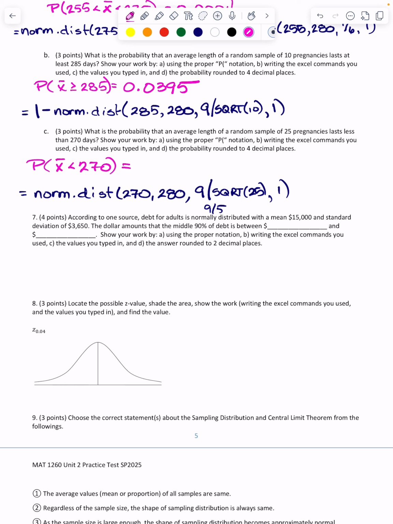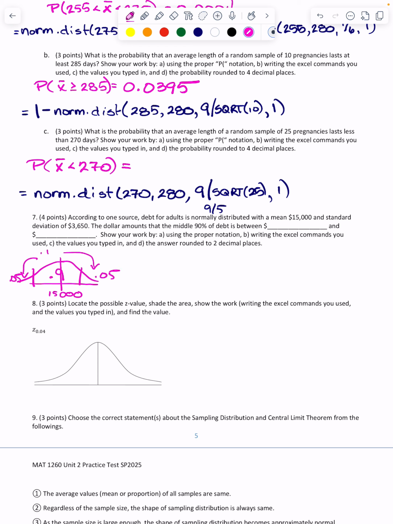Seven. According to one source, debt for adults is normally distributed with a mean of 15,000, standard deviation of 3,650. We want the dollar amount that the middle 90% of debt is between. So here's my middle 90%, which leaves 10% to be split on the outsides. So 5% here, 5% here.